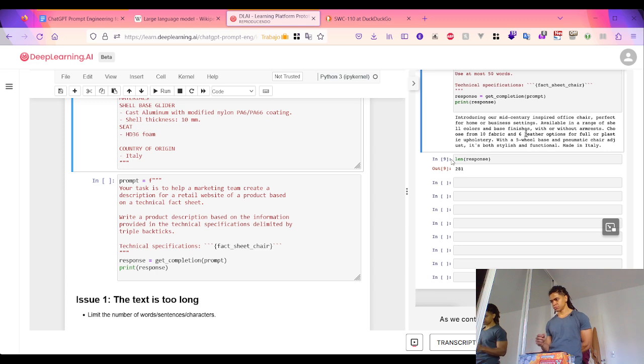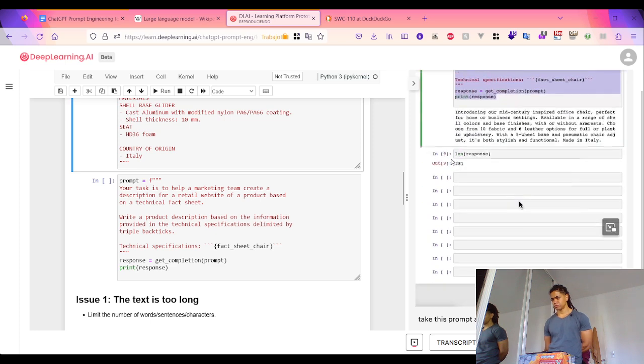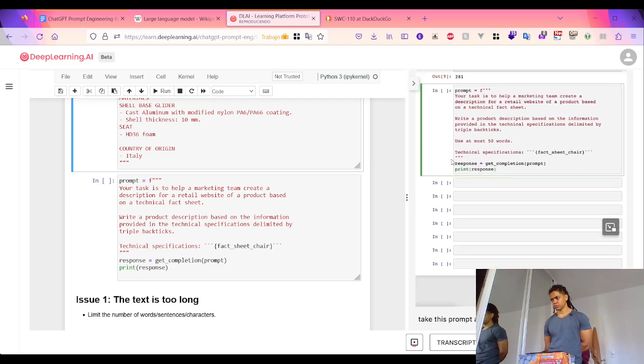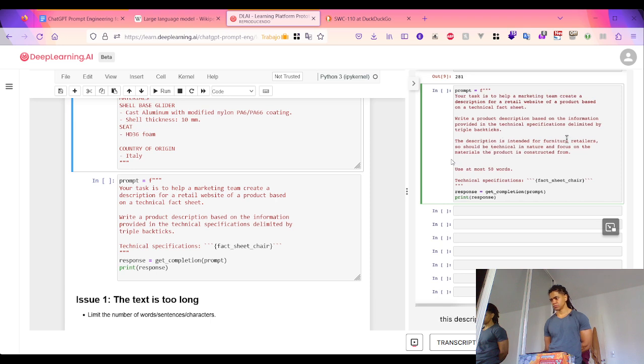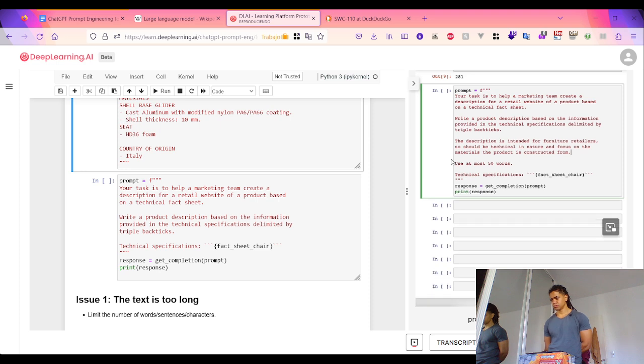As we continue to refine this text for our website, we might decide that this website isn't selling direct to consumers, it's actually intended to sell furniture to furniture retailers that would be more interested in the technical details of the chair and the materials of the chair. In that case, you can take this prompt and modify it to be more precise about the technical details. So let me keep on modifying this prompt. I'm going to say, this description is intended for furniture retailers, so it should be technical and focus on the materials the product is constructed from. Well, let's run that.